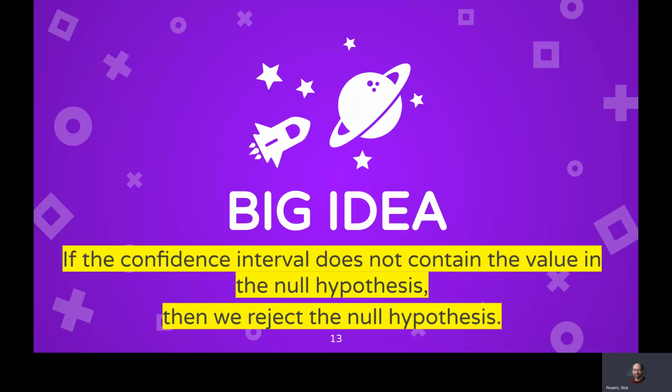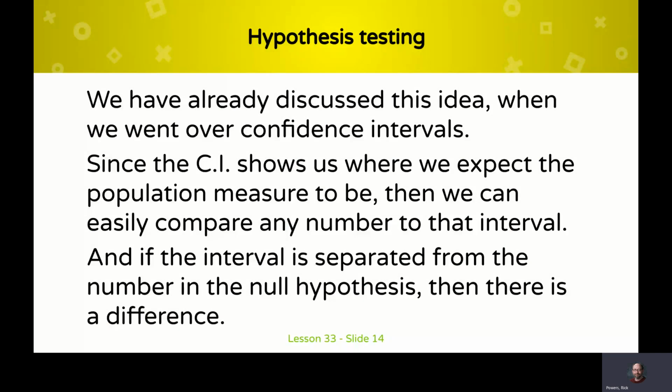Big idea. If the confidence interval does not contain the value in the null hypothesis, then we reject the null hypothesis. We have already discussed this idea when we went over confidence intervals. Since the confidence interval shows us where we expect the population measure to be, then we can easily compare any number to that interval. And if the interval is separated from the number in the null hypothesis, then there is a difference.